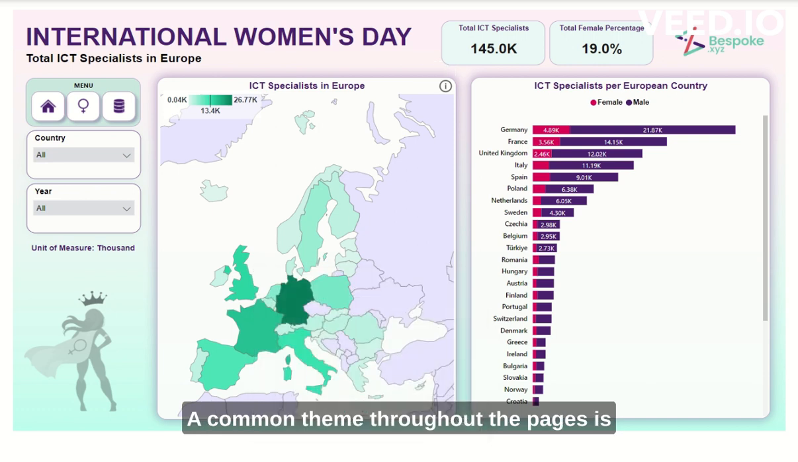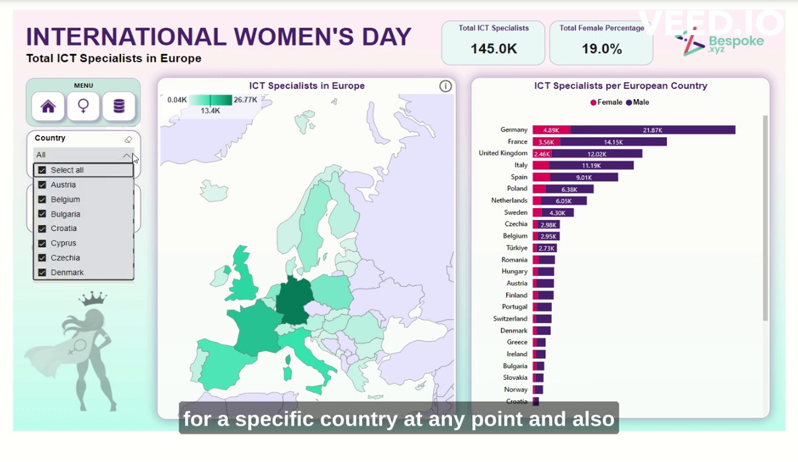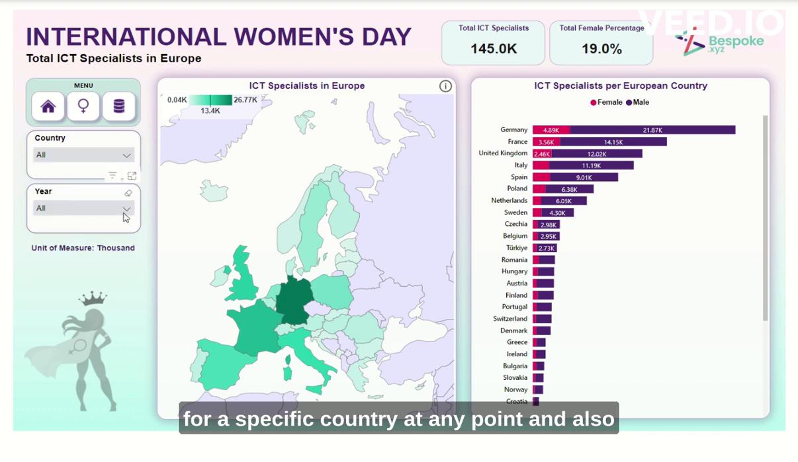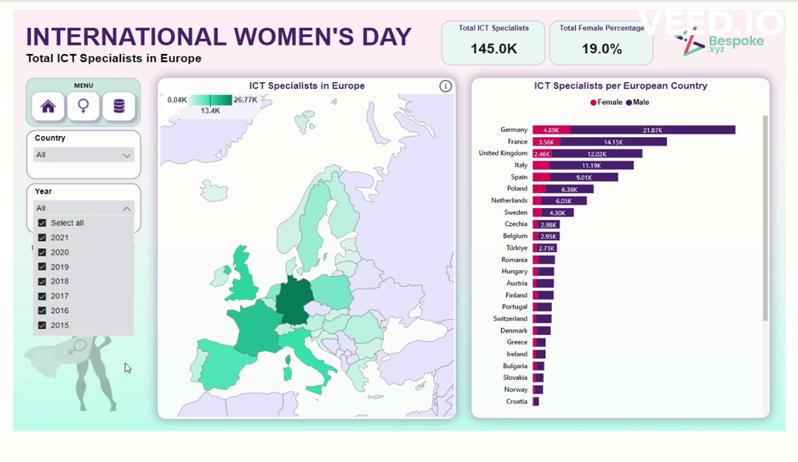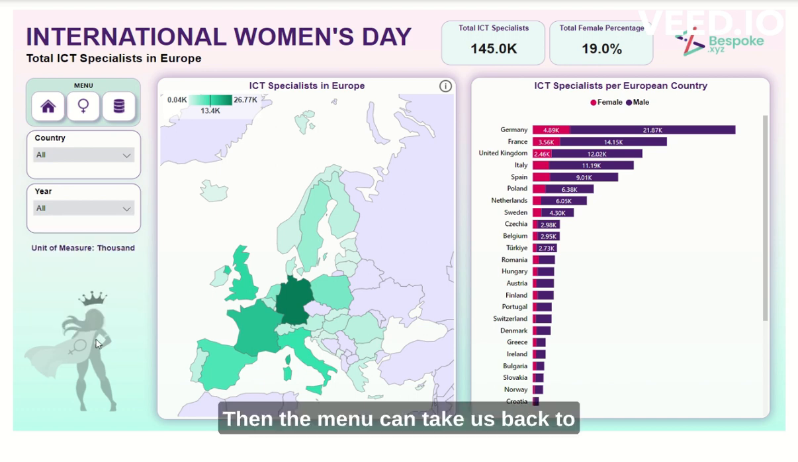A common theme throughout the pages is the left-hand menu and filters. We can use the filter drop-downs to filter for a specific country at any point, and also the years. We can select more or all. Then the menu can take us back to our home page or the remaining 2 pages. So we will go to the next page, Female ICT.